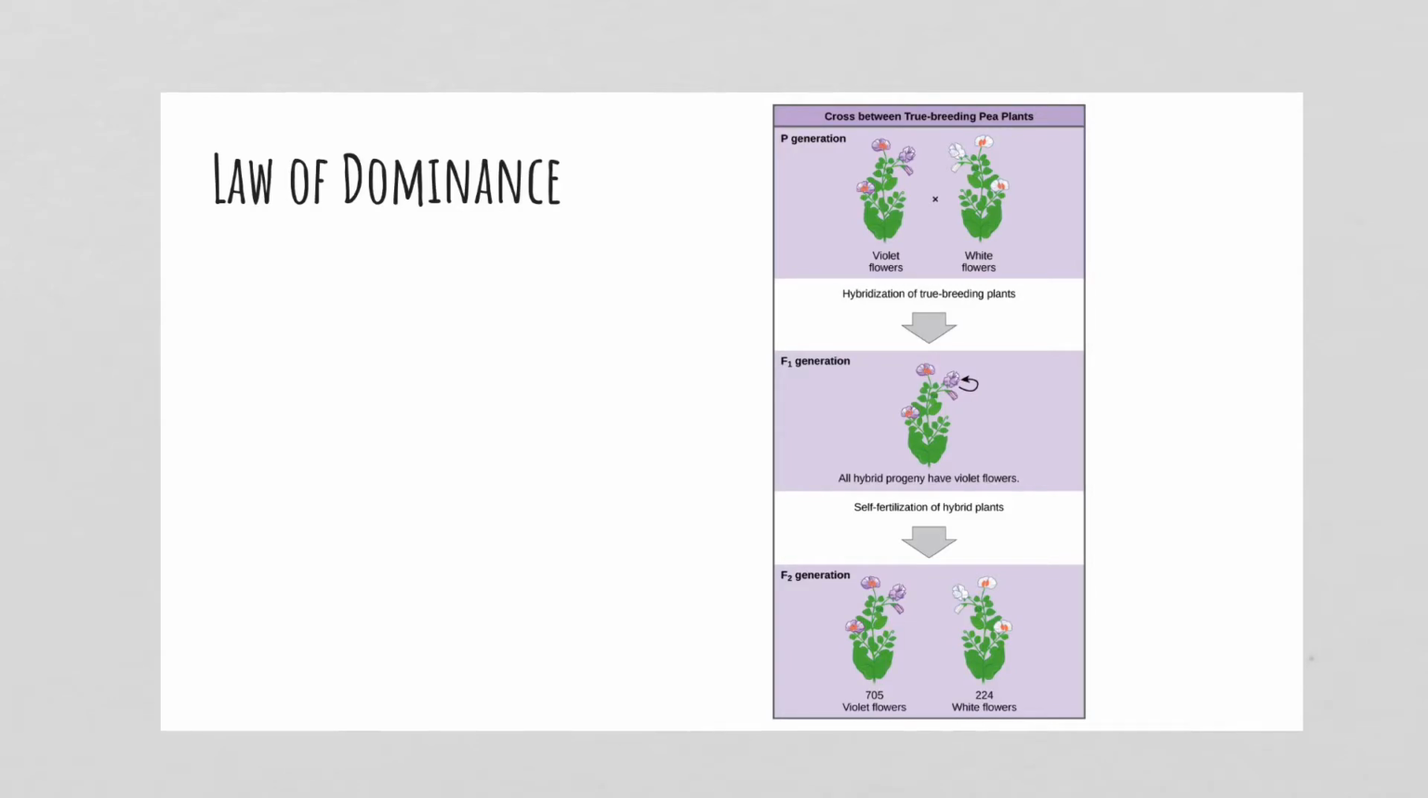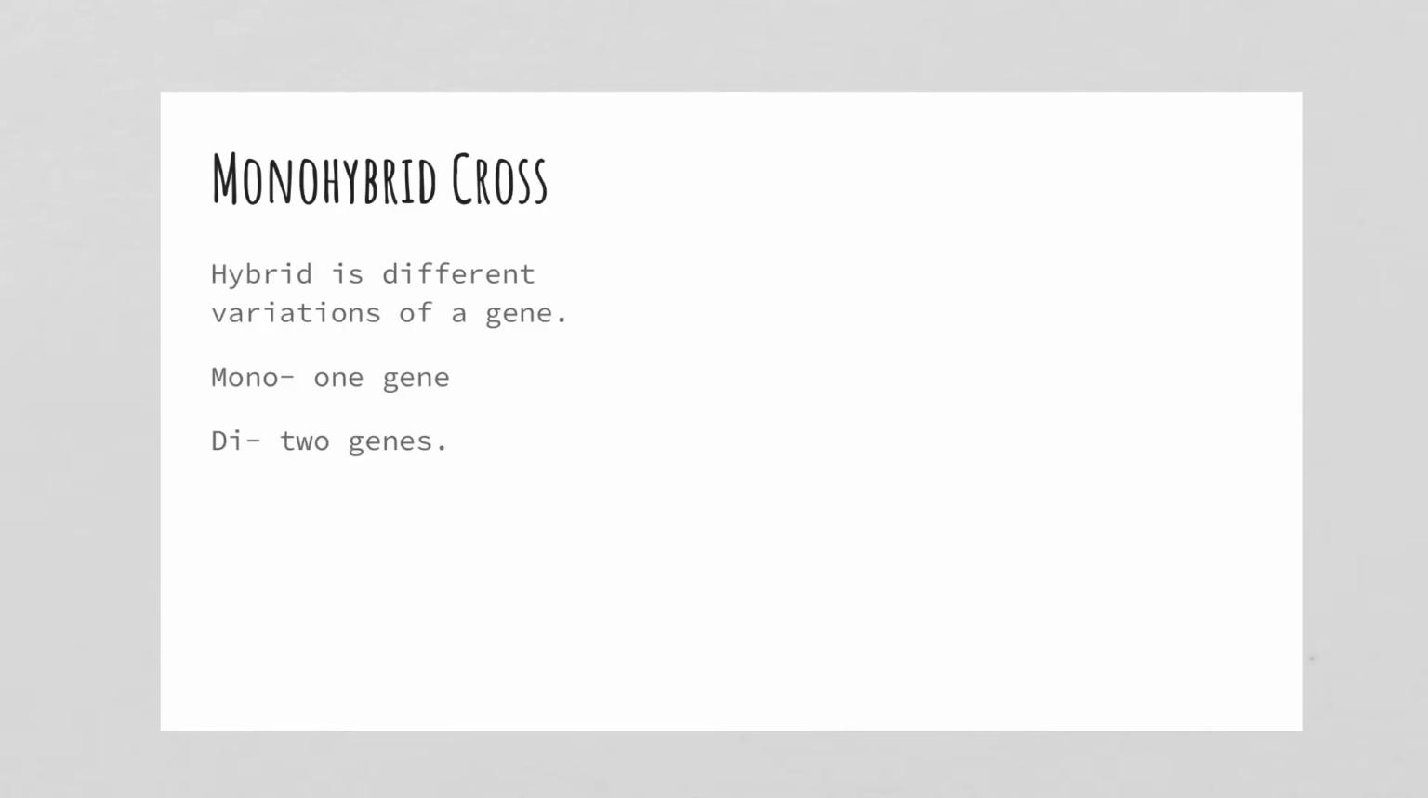Now, this cross right here is what we call a monohybrid cross. So again, some definitions and terminology for you. Mono, as many of you know, means one gene. Hybrid is basically different variations of the gene. Remember I talked about alleles? This would be a monohybrid organism.